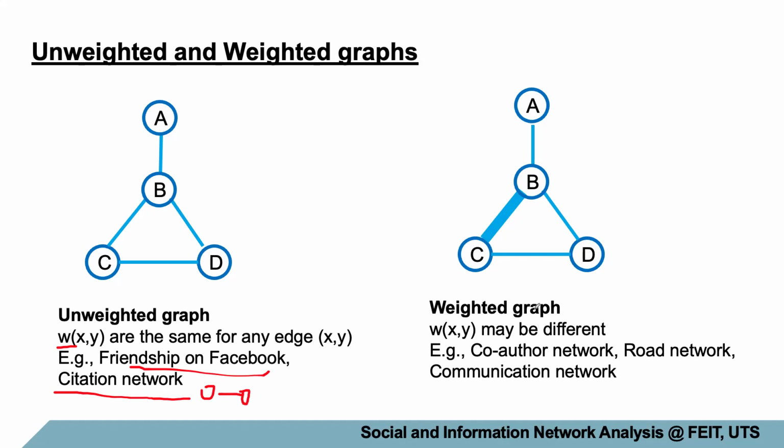But in weighted graphs, the edges can have different weights. For example, in a course network, the edge can represent how many co-authorships they have, or how many papers they publish together. Or in a flight network, it can mean how far away the two airports are, or the travel time from one airport to another. Or in a communication network, the weight can be the frequency of the communication between two nodes.